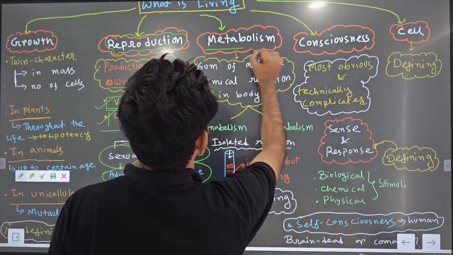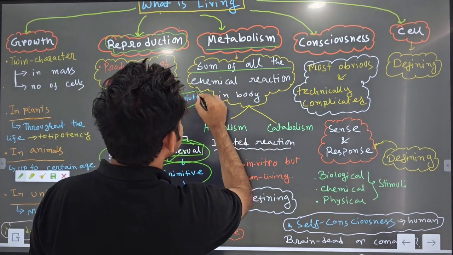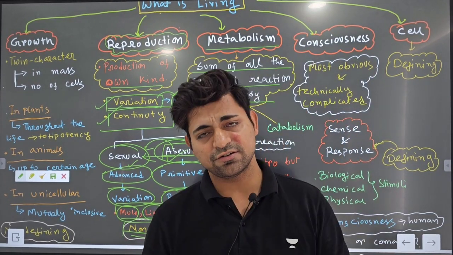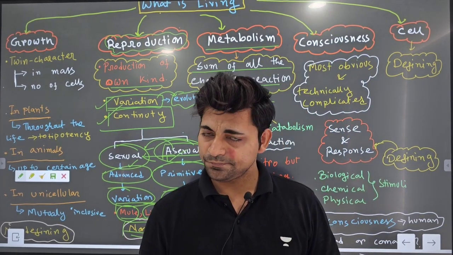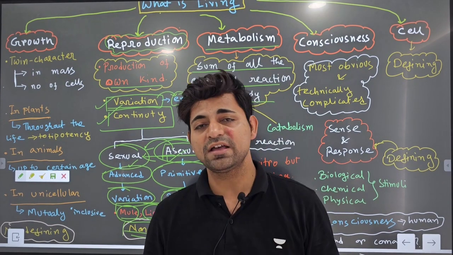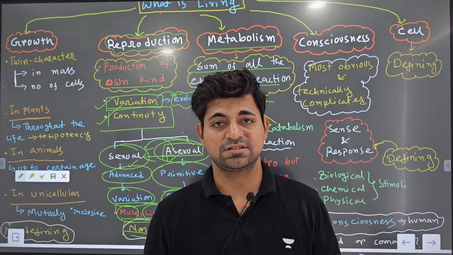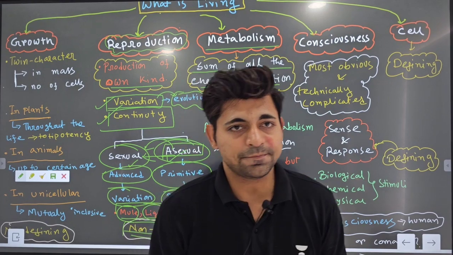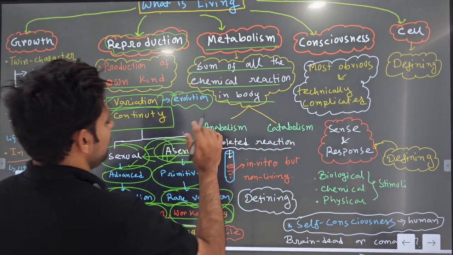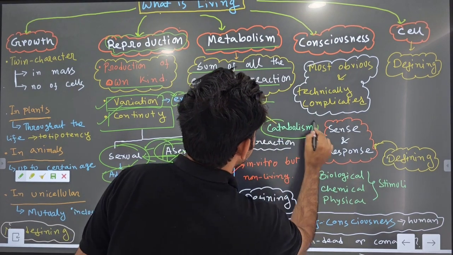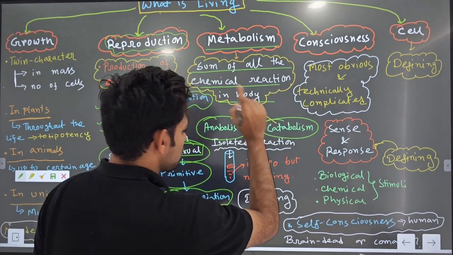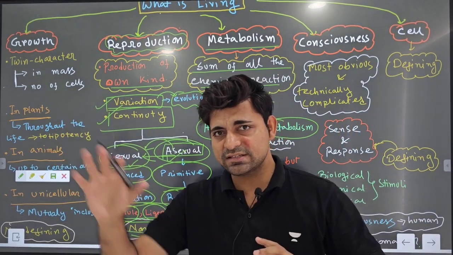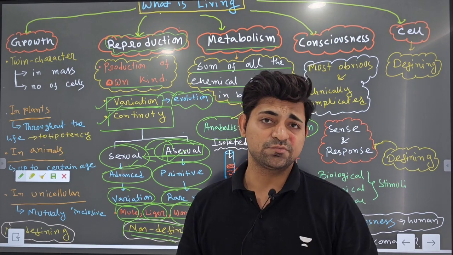Then metabolism. What is metabolism? Sum of all the chemical reactions in our body, in our cells. There will be some extracellular reactions, there will be some intracellular reactions. But chemical reactions will always be there to perform all the life processes, either it's digestion or respiration or excretion, everything. Now metabolism is of two types, anabolism and catabolism. Anabolism is always constructive, catabolism is always destructive. Anabolism will produce something complex, catabolism will break down the complex substance to produce something simple.